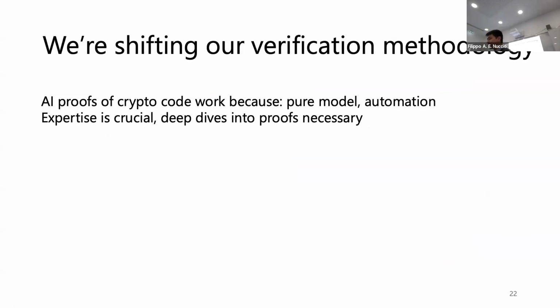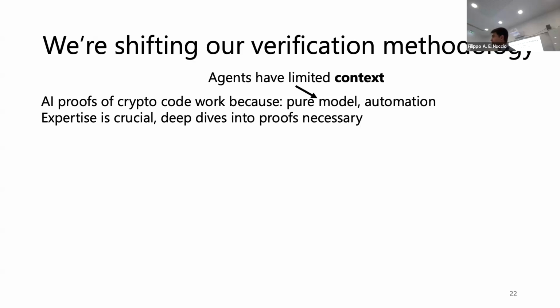So, as I mentioned, this works because we have the pure model, we have automation. This is a very specific class of programs. And there are many things happening behind the scenes. So expertise is really crucial. We regularly need to dive into the proofs to understand what's going on, what the AI is doing wrong, and also review the theorems, the AI proofs, supervise it. So expertise is really, really crucial into making it work, even for a very specific class of programs.